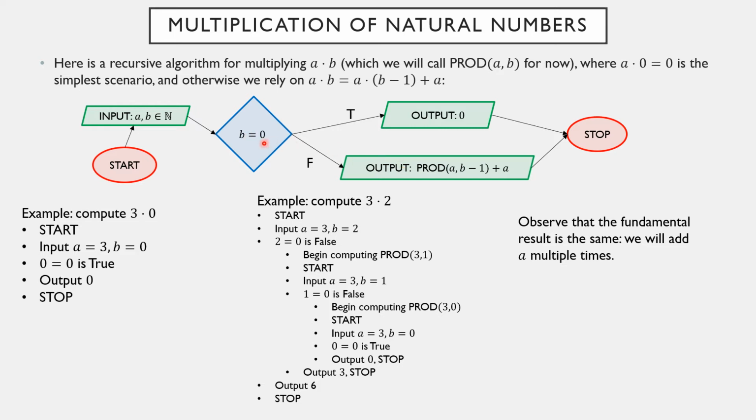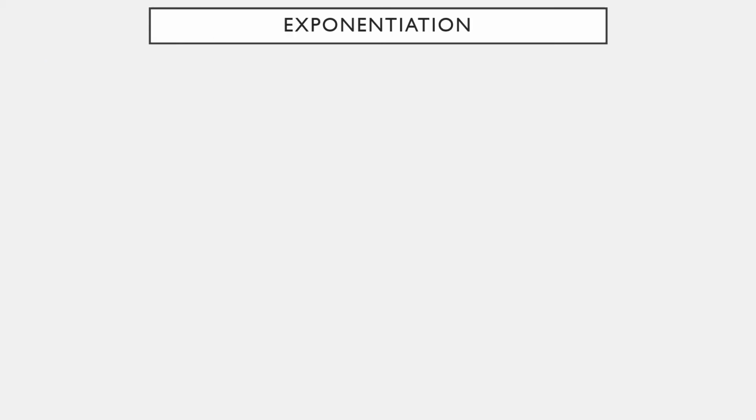Okay, once I know I want a times 0, I know I want to output 0. Otherwise, try multiplying a with a smaller number and then adding a. Same basic process, we're going to subtract 1 a bunch of times until this is true. Then we run through this step as many times by adding a as we had to.